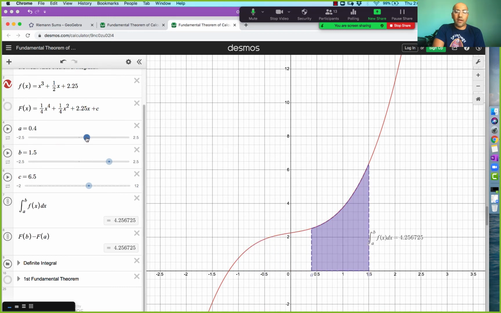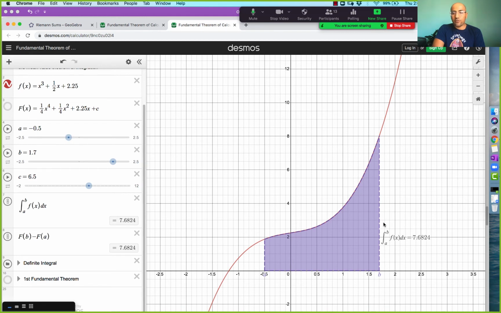Right? We want the area underneath the curvature. So I have a little slider here that indicates the a value, and then we have a little slider here that indicates the b value. Right? So here is the area underneath the curvature from a to b. Good.